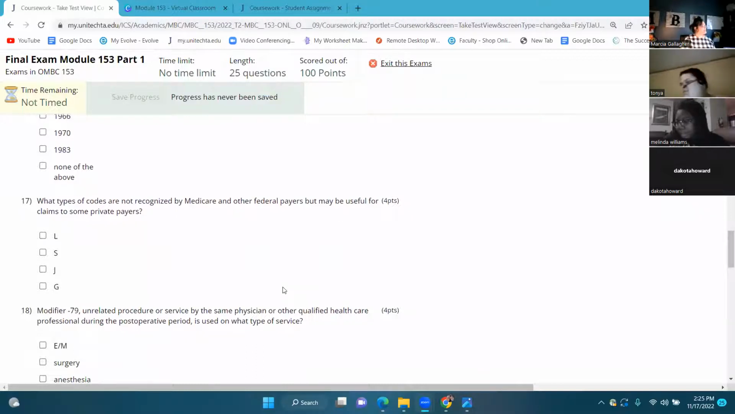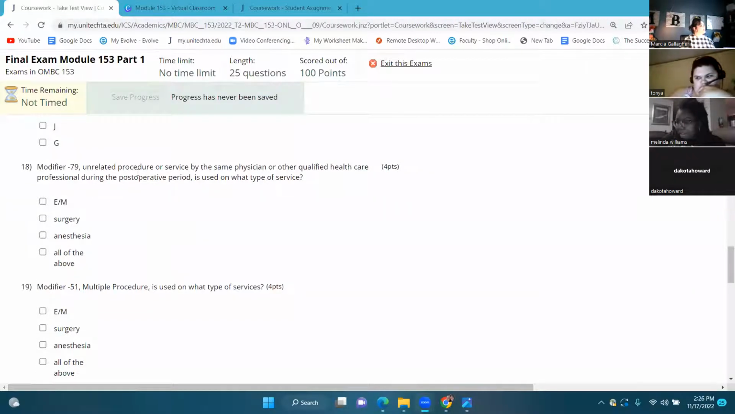So what types of codes are not recognized by Medicare and other federal payers, but may be useful for claims to some private payers? Is it S? It is S.